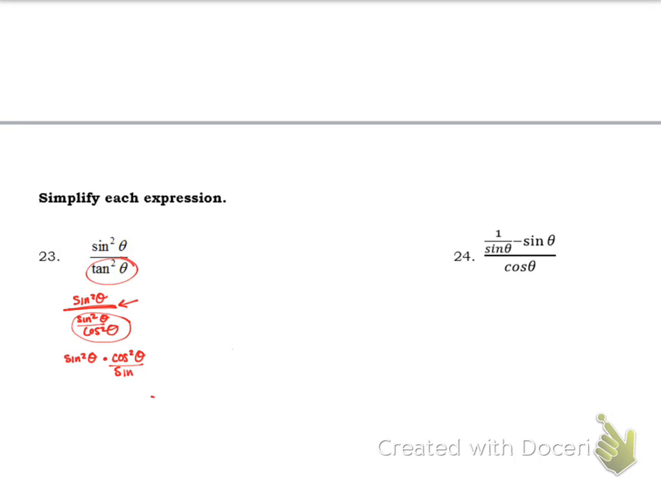And sine flips to the bottom. If I've got multiplication, I can really write it as a big fraction. If it was plus or minus in the center, remember you would have to have common denominators. Same thing on top and bottom, they can go ahead and cancel. So cosine squared theta would be my answer.